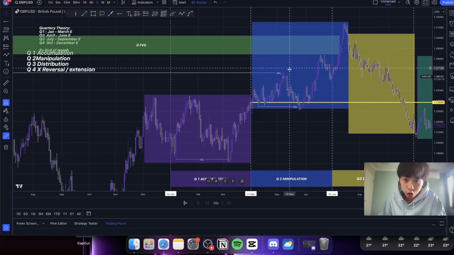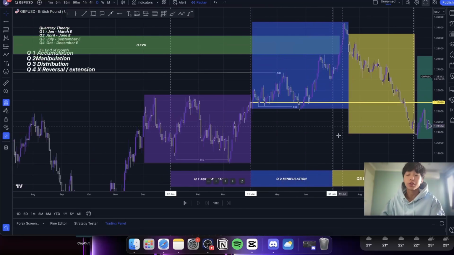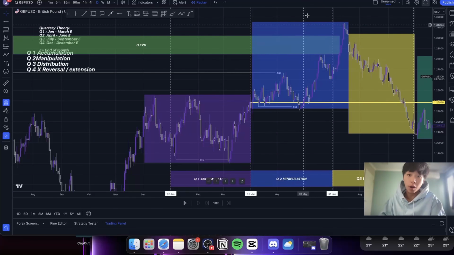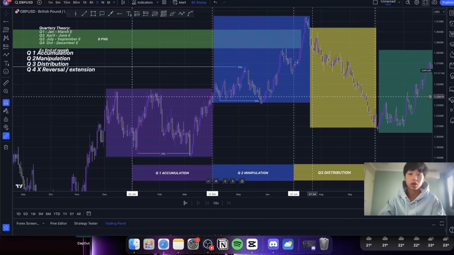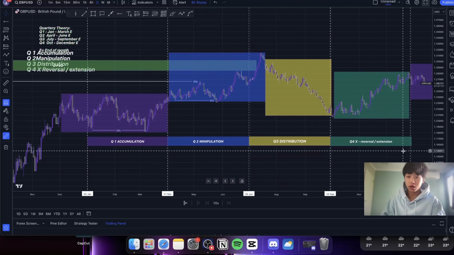And you only want to look for shorts above the true open after it took out this buy side, or even up here after it filled the daily. But you do not want to long above the true open, and you do not want to short below the true open. That is one of the rules for trading the quarterly theory.